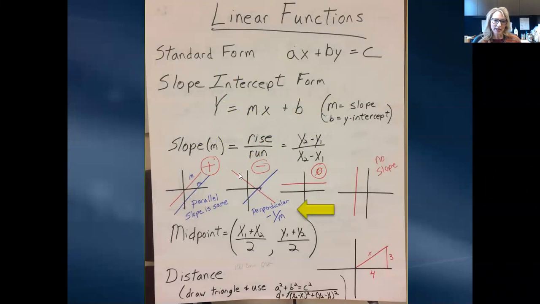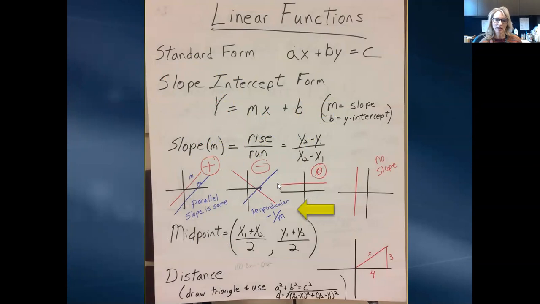And if the lines are perpendicular, one will need to have the negative reciprocal for the slope. So if the slope of this blue line was a positive 2, then for the other line to be perpendicular, it would need a slope of negative 1/2. So it's not just the negative of the slope, it's the negative reciprocal. So you put a 1 over it.